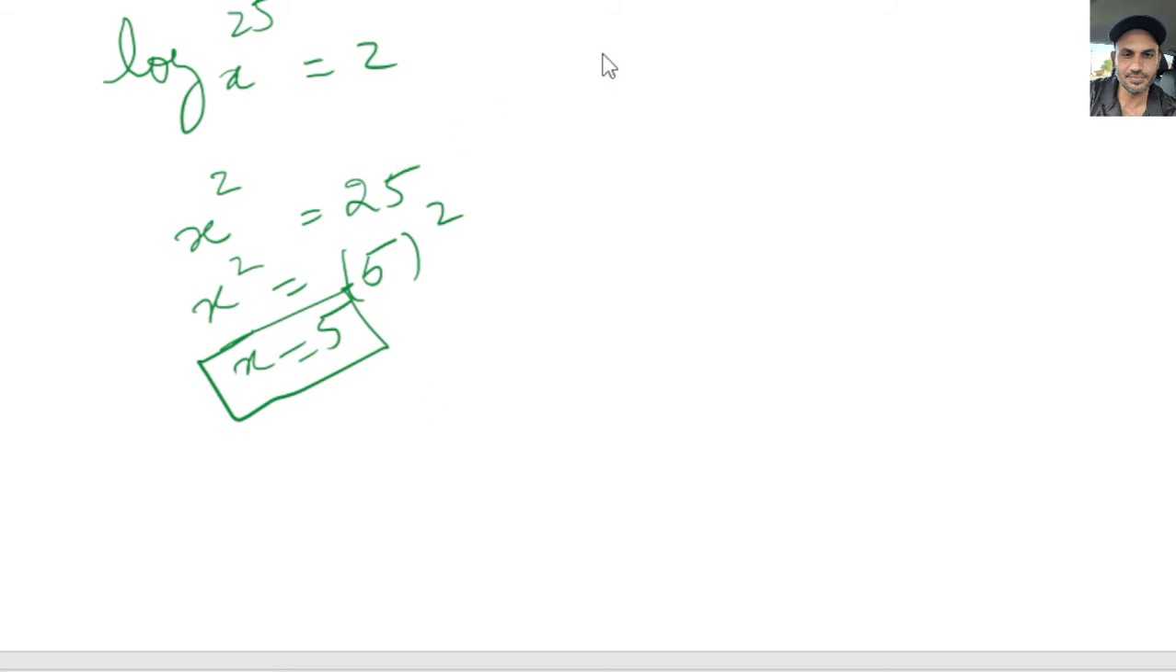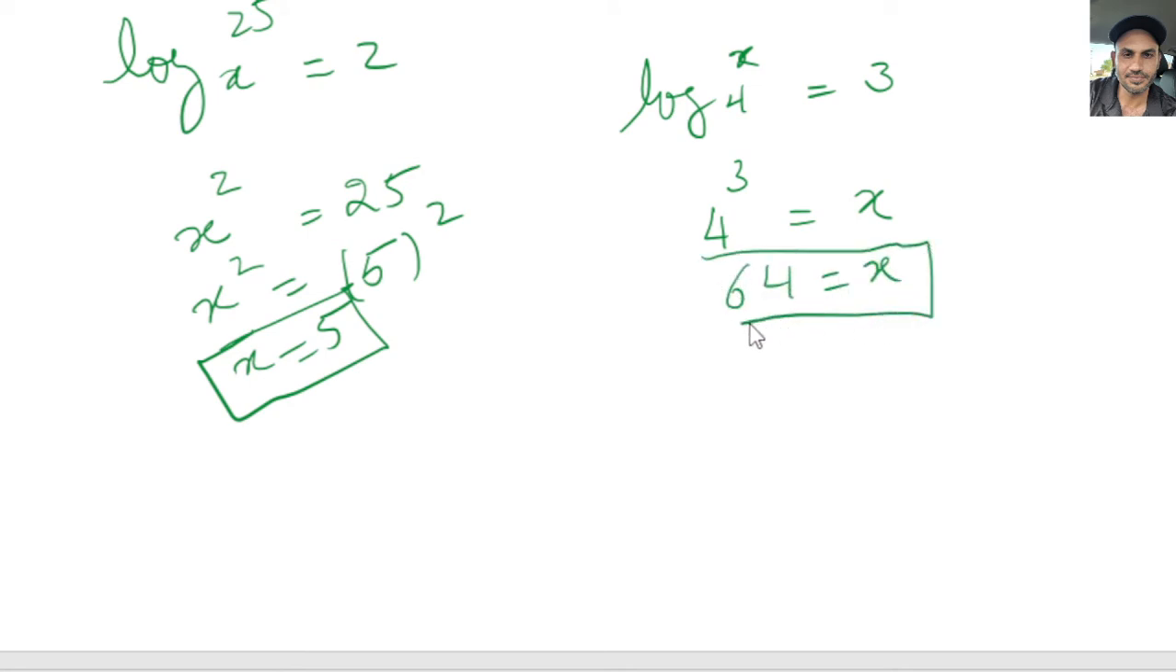Then we're going to go ahead and look at another expression. We have log of x with base 4 equals 3. In the exponent form, 4 to the 3 equals x. And what is 4 to the 3? Which is 64 equals x. So that's how you solve for x in this one.